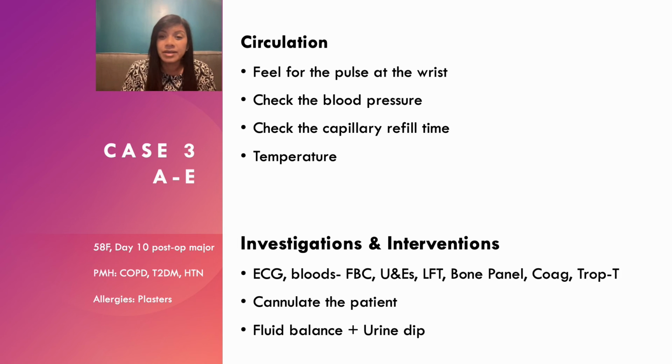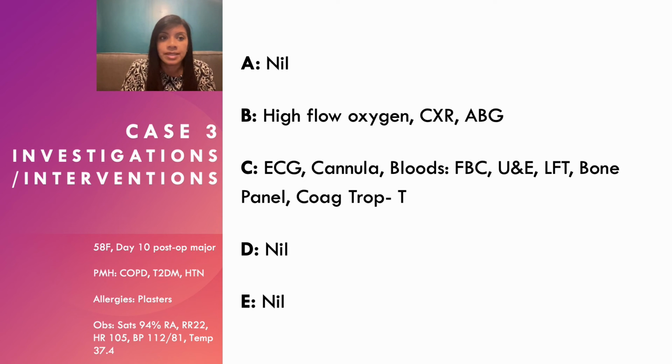We also need to have an eye on the patient's fluid balance and urine output as well. So you've done your A to E assessment, and here's the kind of things that we've done. There were no airway problems. Because her SATs were low, we've put her on high flow oxygen, we've got a chest x-ray, and we've taken an arterial blood gas. We've also got an ECG. She's now cannulated. We've sent off some bloods, and you've also spoken to radiology about taking that urgent chest x-ray as well.